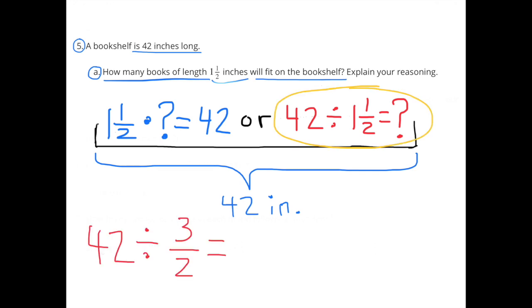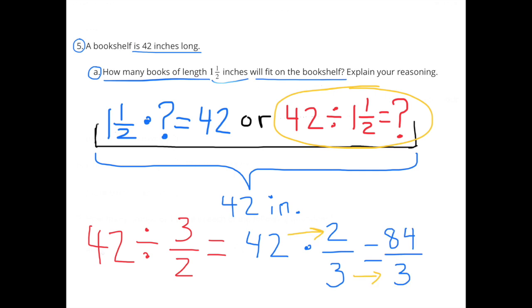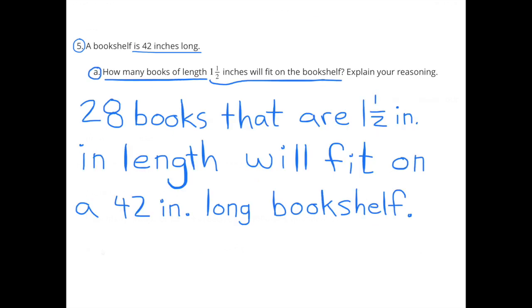The easiest one would be 42 divided by 3 halves equals, that would be the same as 42 times 2/3 equals 84/3. And of course, 84/3 is the same as 84 divided by 3, which is 28. 28 books would fit on the bookshelf.